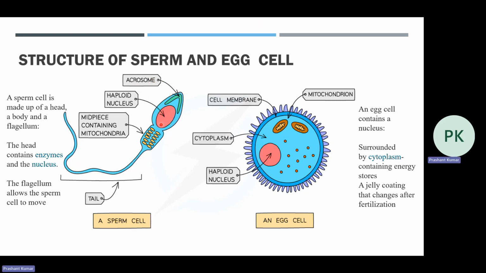Then we have a haploid nucleus. Then there's mitochondria to provide energy to the cells so that they can swim. Egg cells look very big as compared to the sperm cells. They have many mitochondria to provide energy. There's the cell membrane and the cytoplasm inside. And of course, the nucleus will be haploid.